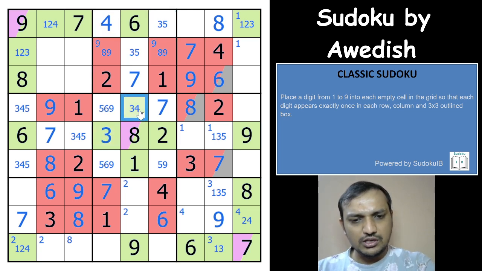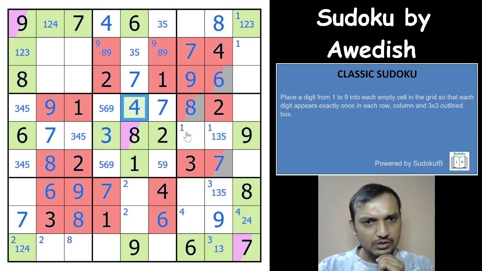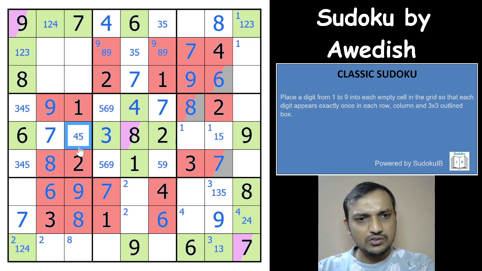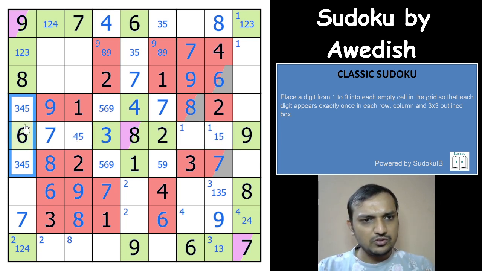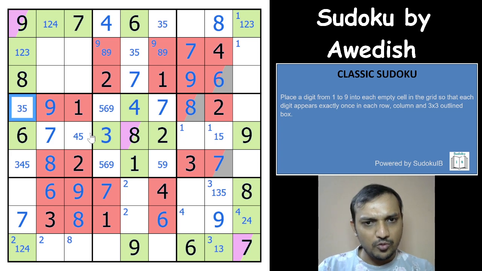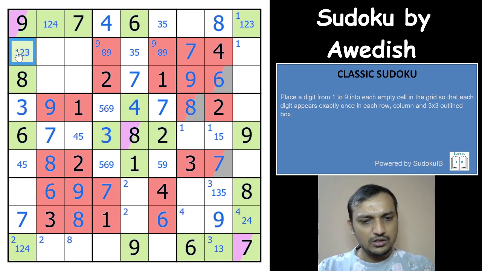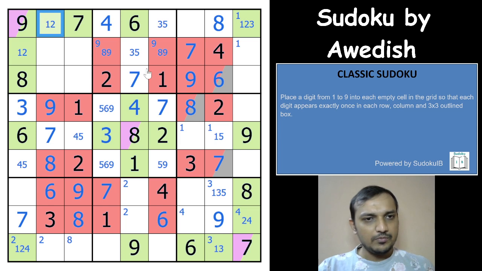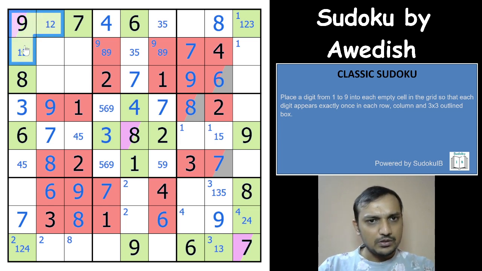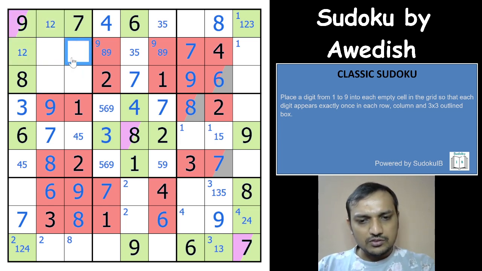That gives you a 3 and a 4 here. Removes 3 from these cells. So you have 3 in one of these two cells. This cannot be a 4 here. This cell cannot be a 3 here. So you get a 4, 5 pair. This cell would have to be a 3. That removes 3 from this cell, a 4 from this cell. So you have a 1, 2 pair here. You need to have a 6 here.